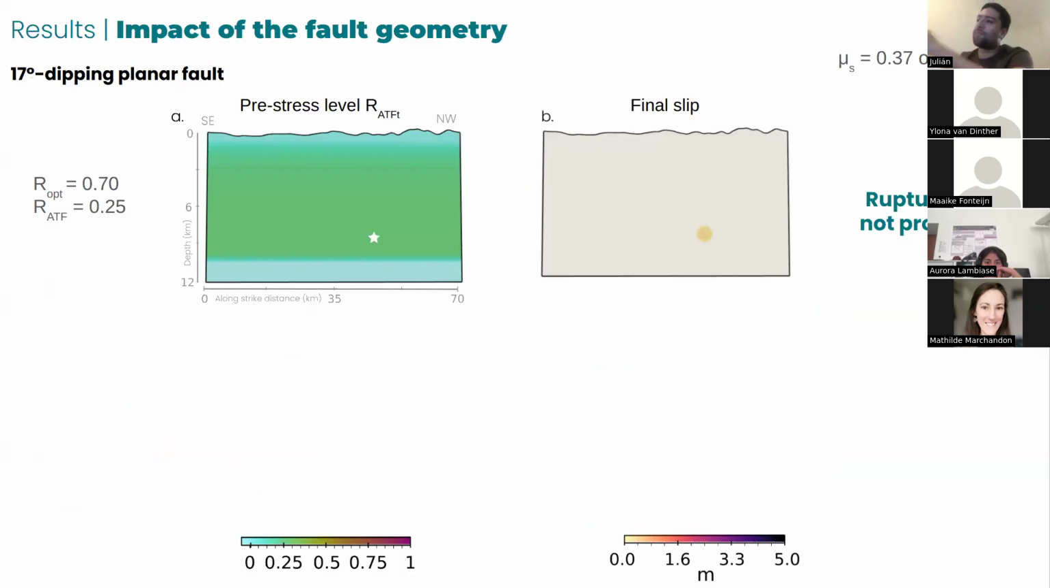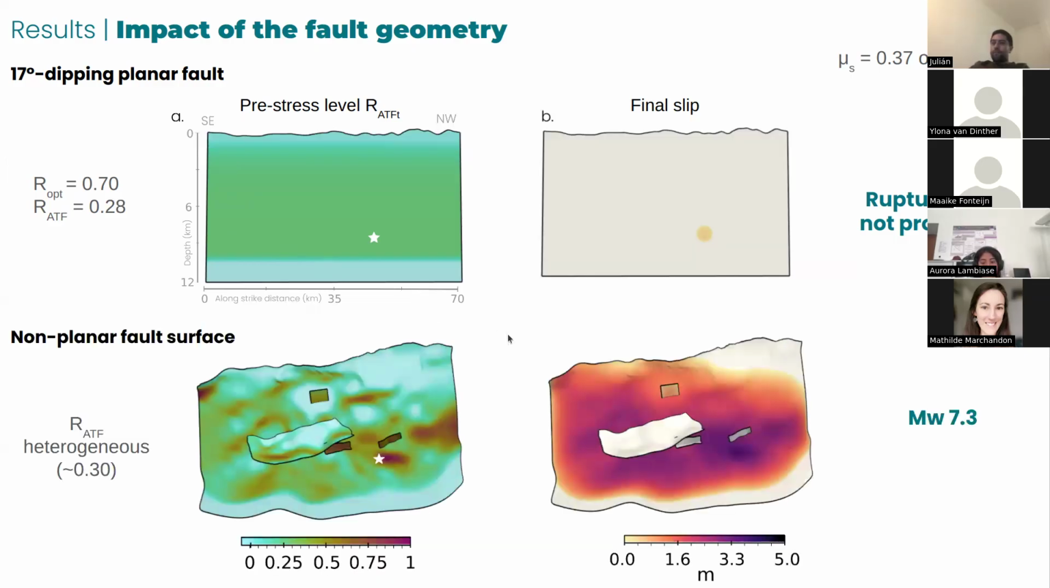And what you can see is that the ruptures fail to propagate. We use a pre-stress level for an optimally oriented fault of 0.7, but because this fault is so badly oriented in the stress field that we consider, it leads to a pre-stress level on the fault of only 0.2, and so there is not enough pre-stress to propagate the rupture.